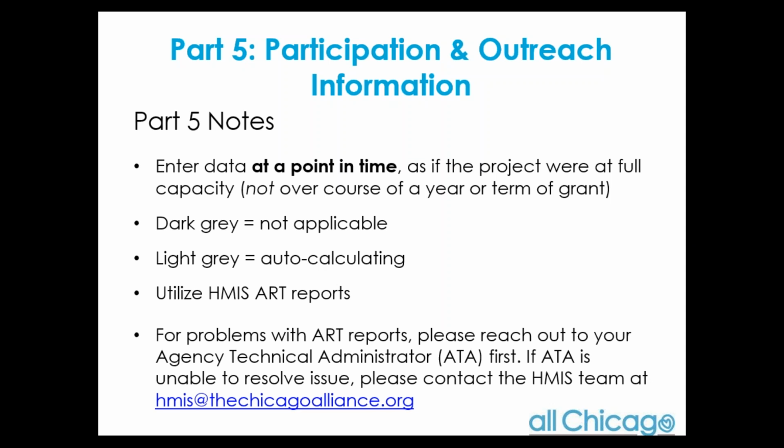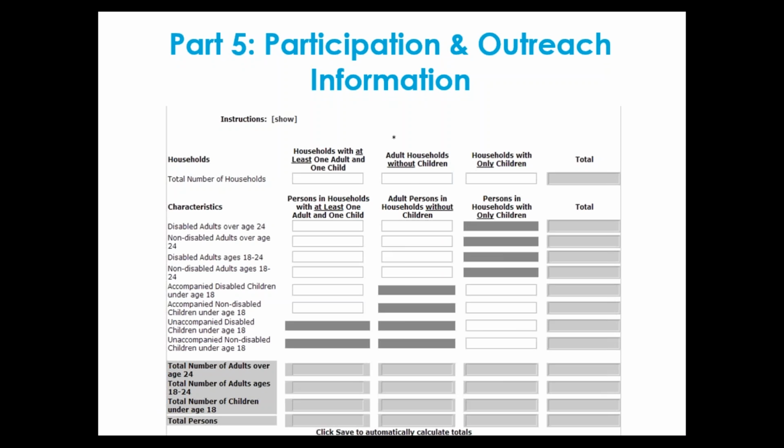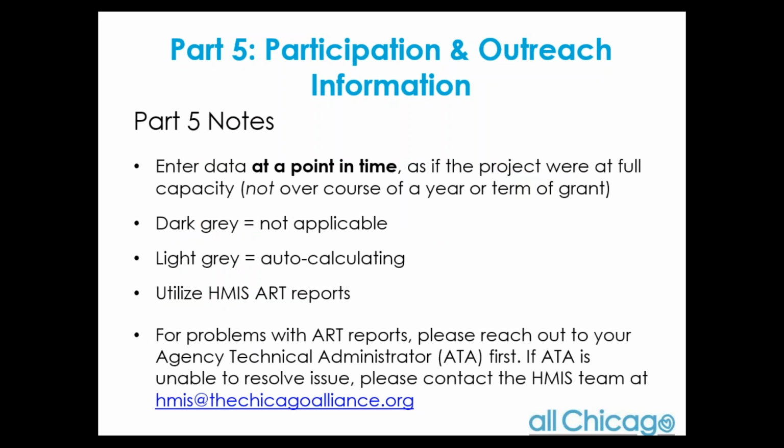So in this section, you'll remember it looks something like this. Those dark gray boxes are going to be non-applicable, and then you'll have light gray boxes that are auto-calculating based on your other responses. You can feel free to utilize HMIS APR reports in order to get a picture of what your project looks like at a point in time, if it could vary. So feel free to use those reports, and you can always contact your TA to get those reports and utilize the HMIS team for assistance if needed.